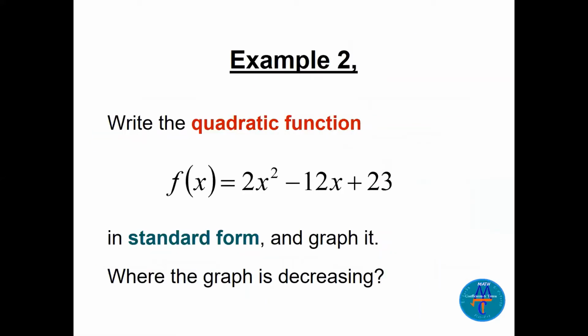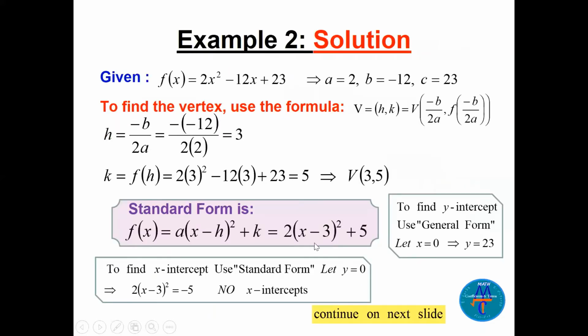Same idea here. Example 2, I changed the numbers here. Positive A, negative B, positive C. Same question, where the graph is decreasing or increasing, we can ask anything. Just a repetition here. You can practice yourself. So h will be minus b over 2a, minus minus 12 over 2 times 2. So a is 2, b is minus 12, c is 23. K will be 5, so the vertex will be positive 3 and 5. Write it in standard form.